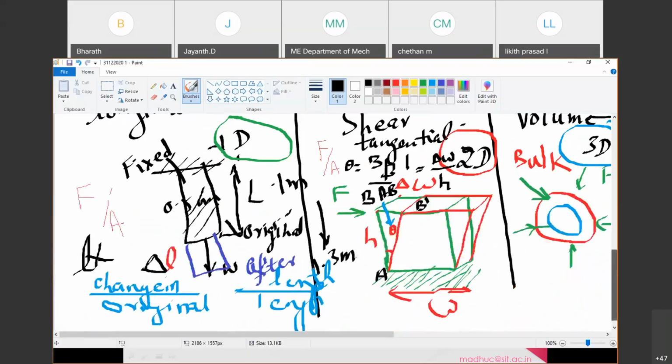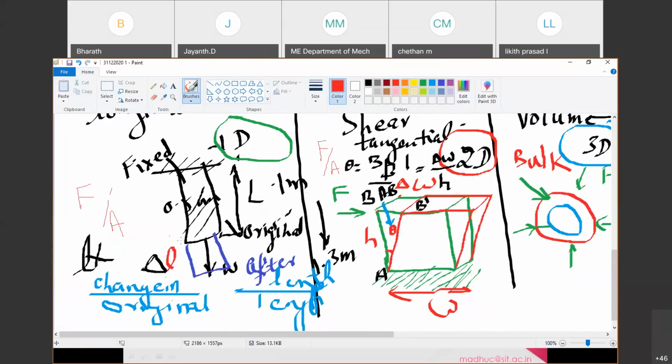What is the meaning of change in length? I am taking a 1 meter long wire and trying to stretch it to 1.3, and if I remove the load, then what happens?